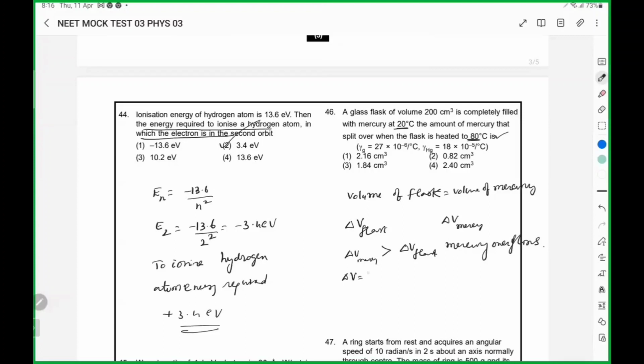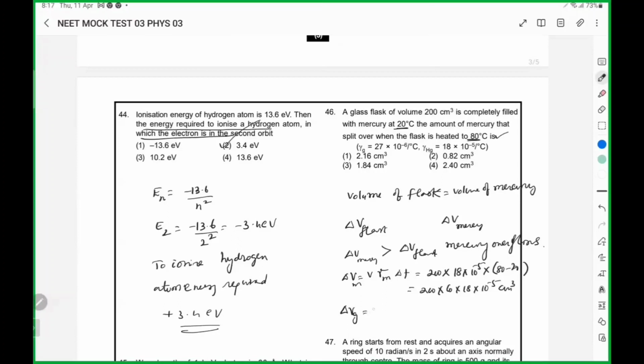So change in volume is initial volume times gamma m delta T. Let me write in centimeter cube. Gamma of mercury is 18 into 10 power minus 5, times 80 minus 20. So 200 into 60 into 18 into 10 power minus 5, and this is in centimeter cube.